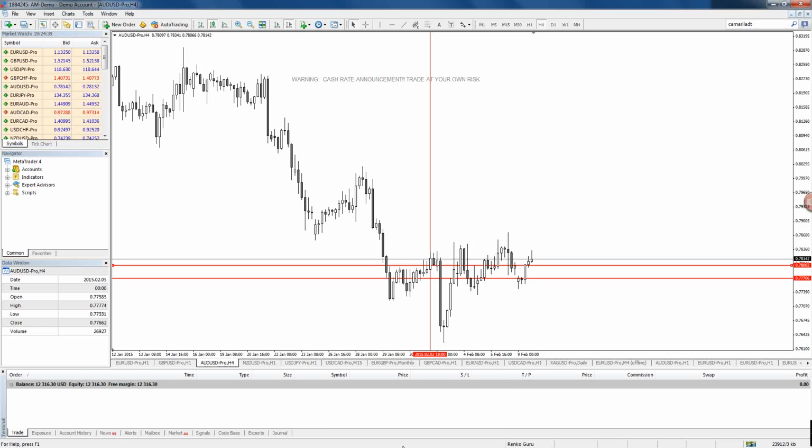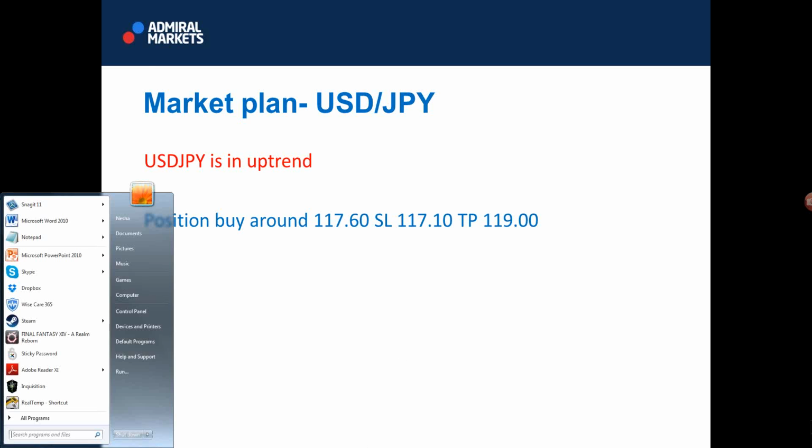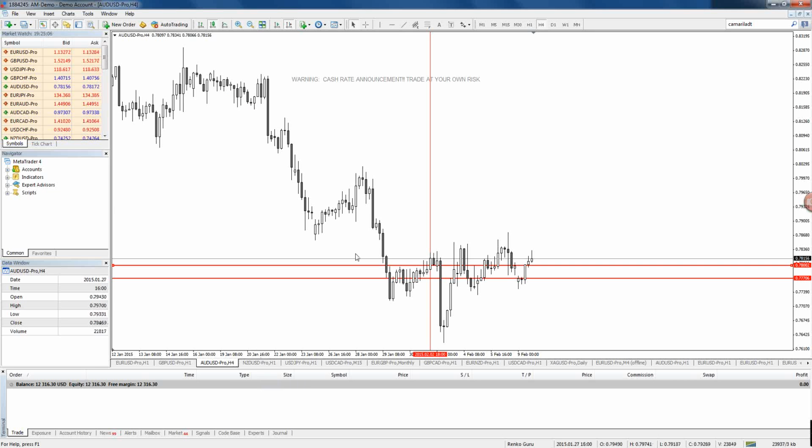Then we now need to see another pair. It's dollar yen. Dollar yen is in an uptrend again. NFP has reversed the dollar yen pair. 117.60, 117.10, okay, is a stop loss. So 50 pip stop loss, trading towards 190.00. So we should be trading forwards.